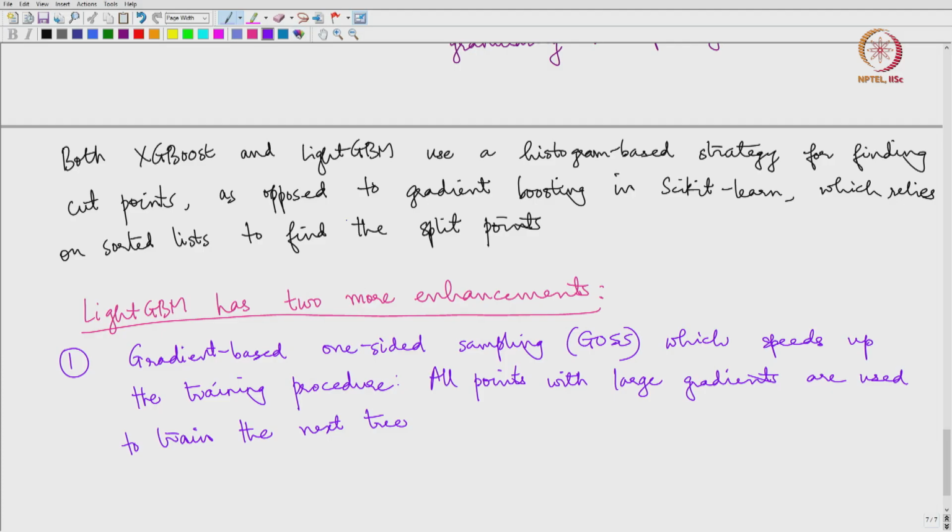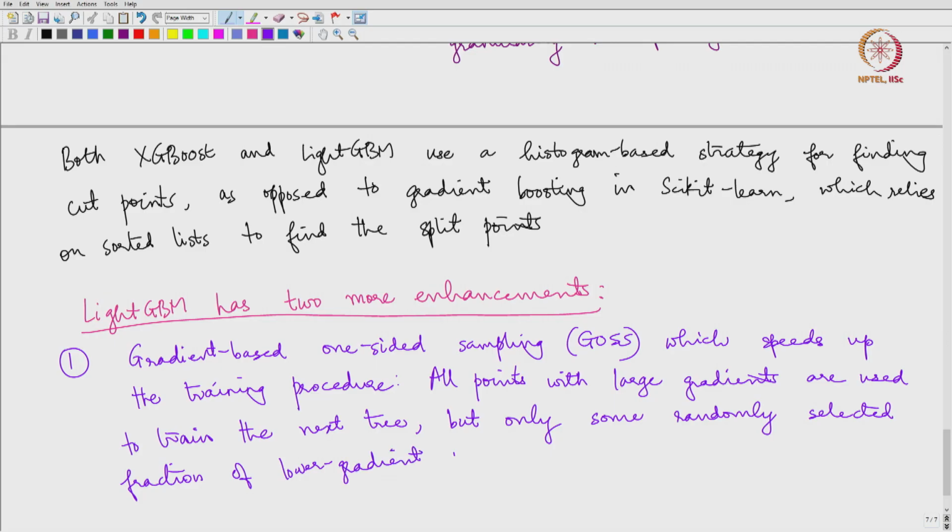in the next tree, but only some randomly selected fraction of lower gradient points are used. And now hopefully you can see why it is referred to as gradient based one sided sampling, because you look at the gradient and then you do one sided sampling.